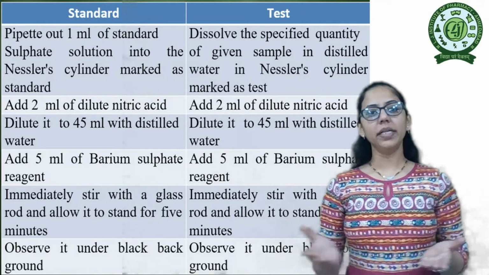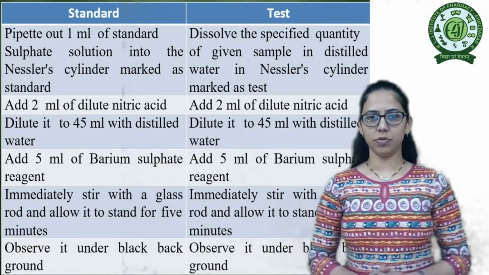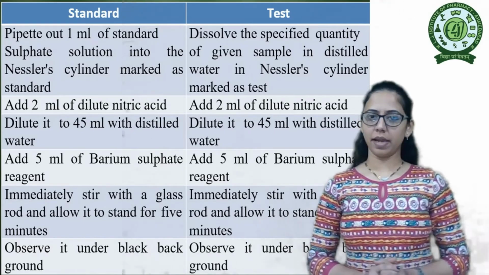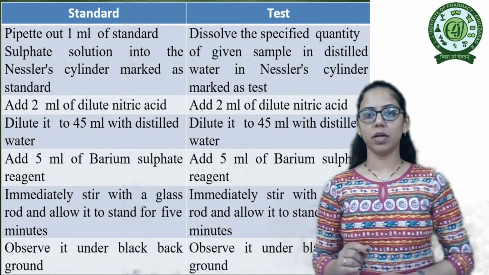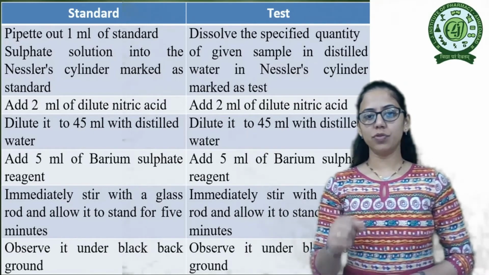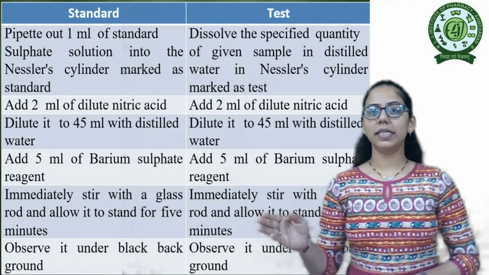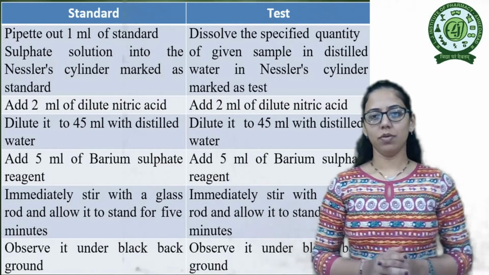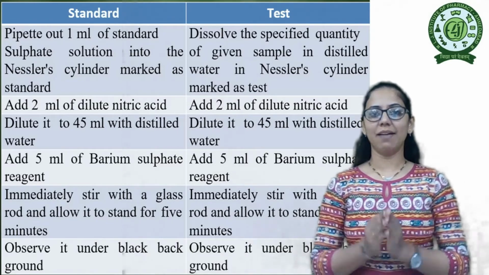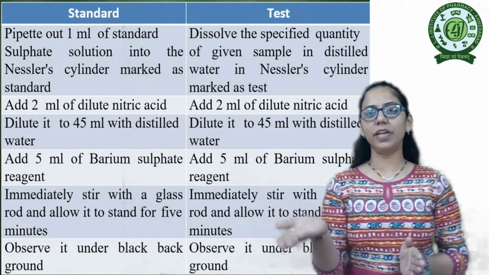Then compare the turbidity produced in the test solution with that of the standard turbid solution. But one precaution you have to take care of is that the same glass rod should not be used. The glass rod which we have used in the standard solution, we cannot use for the test solution because that will affect your observation. Now, what can be our observation? We have two possibilities. Either our sample passes the limit test or it fails. Now, let us see that.